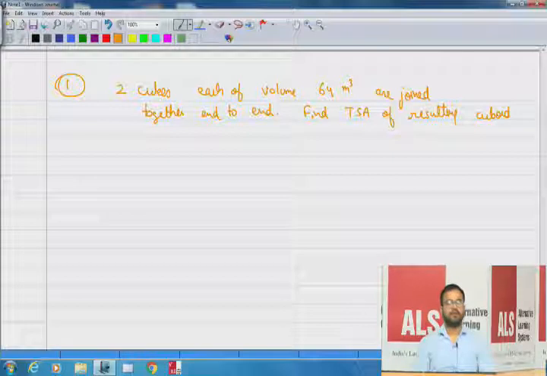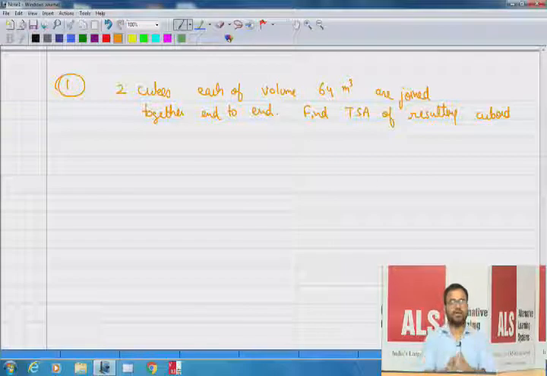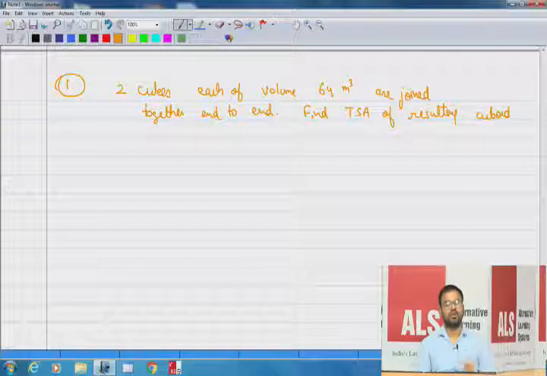दो cube है, each having a volume of 64 and they are joined from end to end. One face to another face they are joined. So it will result in a cuboid. So you have to find the volume of that cuboid or surface area of that cuboid.